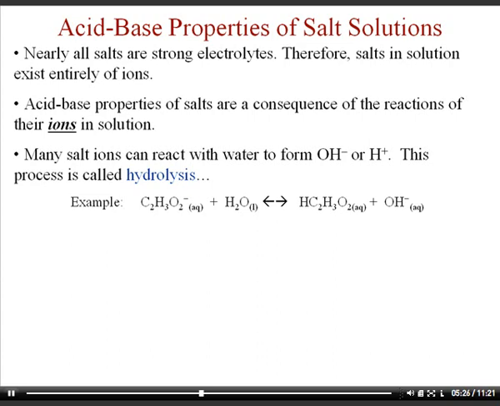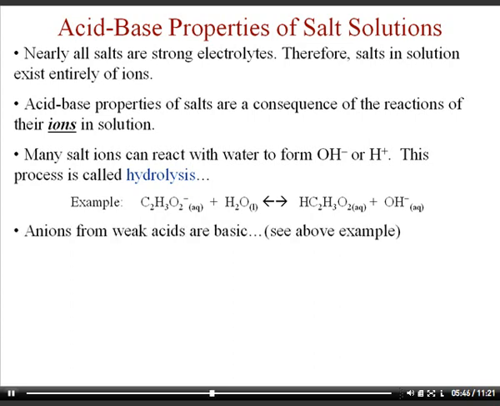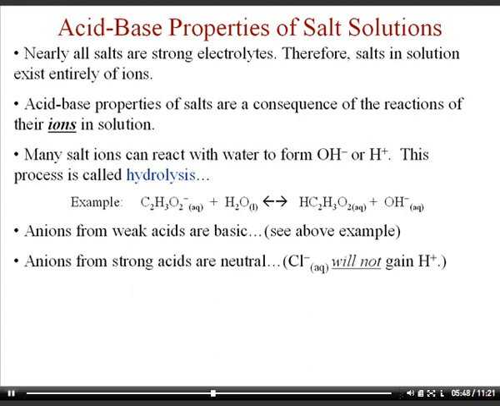So here's an example we've seen before. The acetate ion can react with water and it can form the weak acid acetic acid, and you get some hydroxide ions in the water. So that's why acetate ions are classified as a weak base, because they can undergo hydrolysis and produce some OH- ions. So anions from a weak acid are classified as a base.